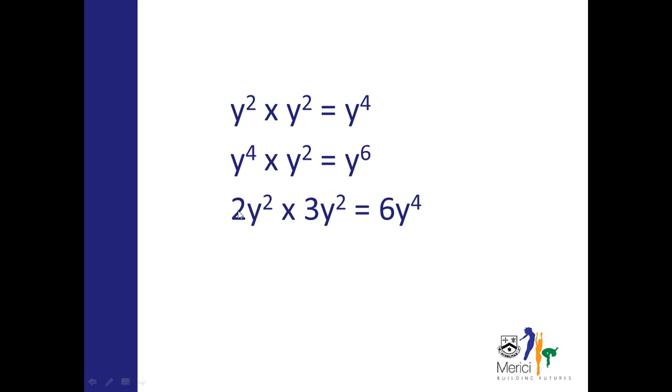If it's a coefficient out the front, it does get multiplied, but if it's an indice up the top, they get added together. I think it's worth taking a note to make sure that you've got what that rule is. So if it's a coefficient, or a number out the front, it still gets multiplied. If it's an indice, it just gets added.